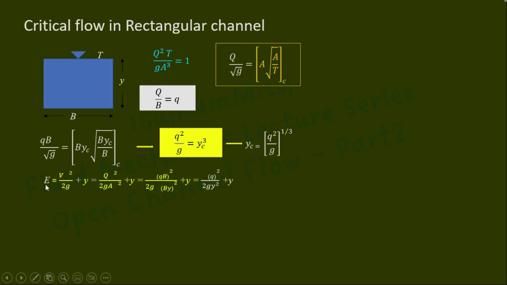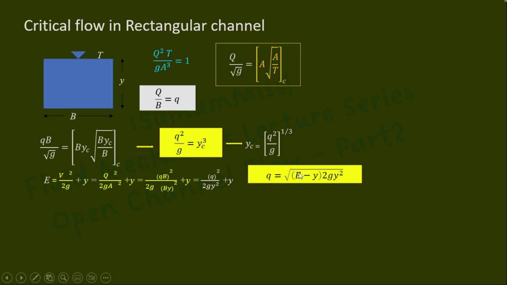So the specific energy equation, that is v square by 2g plus y, is equal to Q square by 2g A square plus y. This equation we can also represent in terms of discharge per unit width as qB square by 2g into B square y square plus y, or simplify it as q square by 2g y square plus y. So for a rectangular channel, we can express specific energy as E equal to q square by 2g y square plus y. This equation can be modified as q equal to root of (E minus y) into 2g y square.